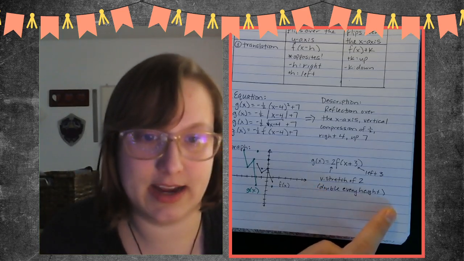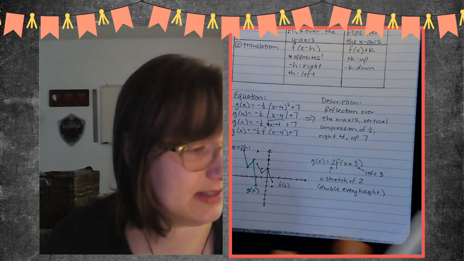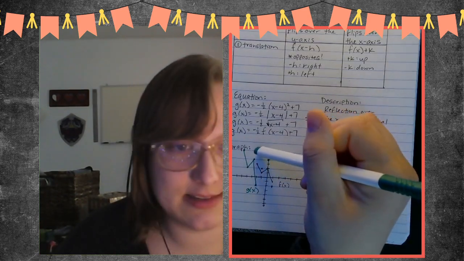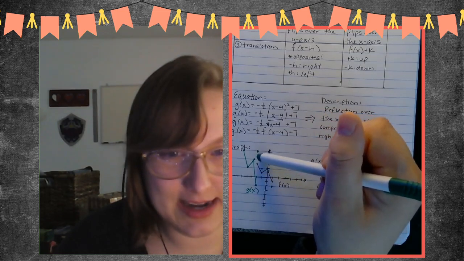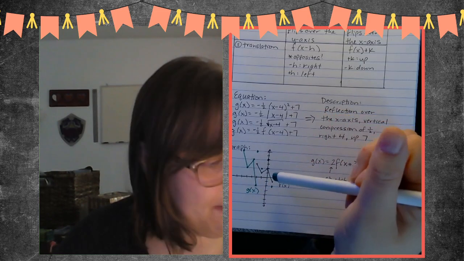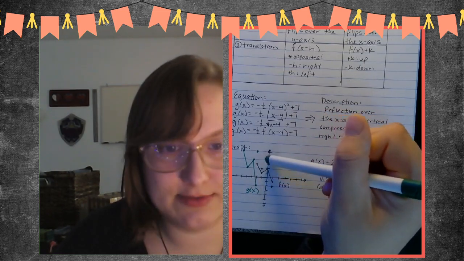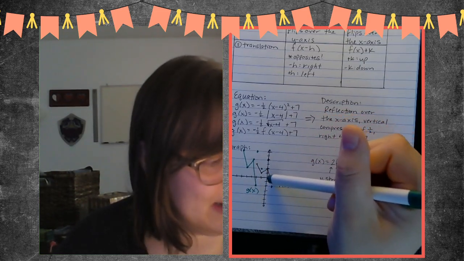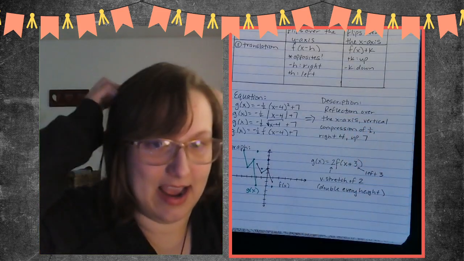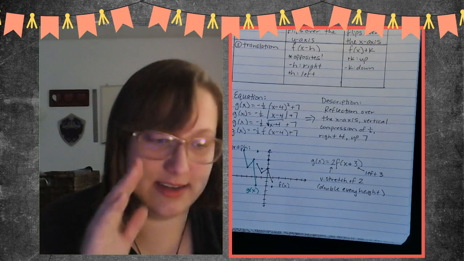I'm going to double every height. So what I did was I took this point, which is 3 high, and I went up to 6. So this point, instead of being 3 high, is 6 high now. This point, instead of being 1 high, is 2 high. This point, instead of being 2 high, is 4 high. And this point, instead of being down 1, is down 2. Doubles, times 2.